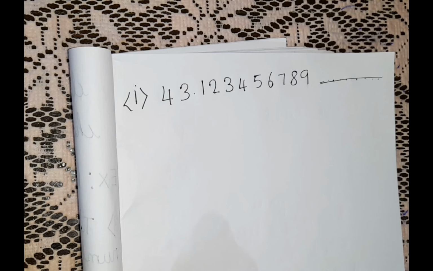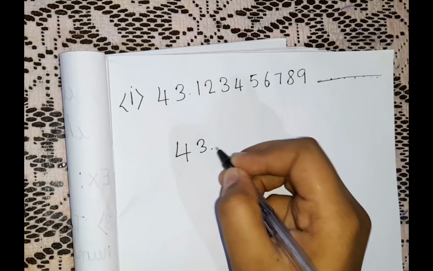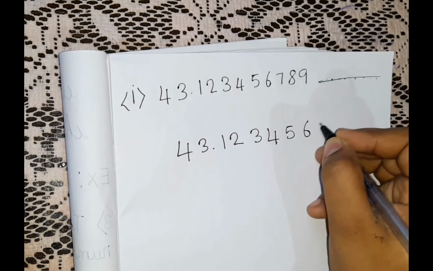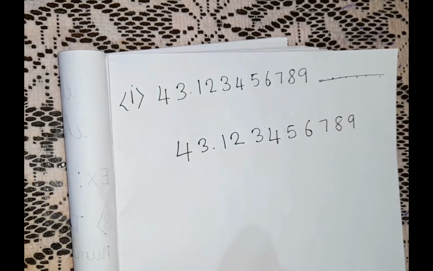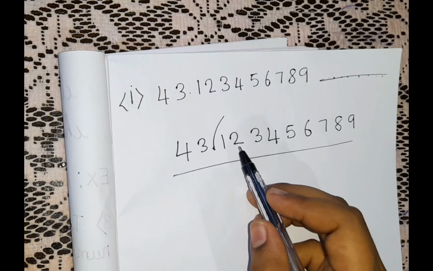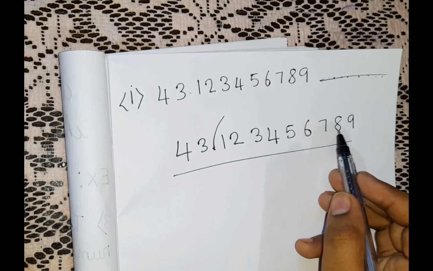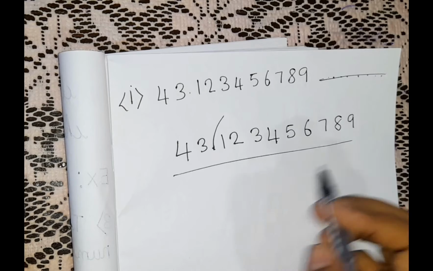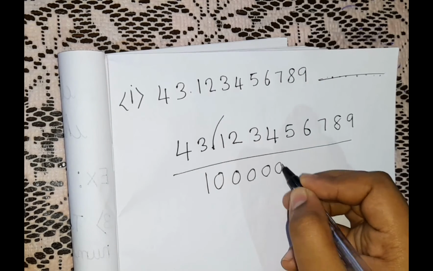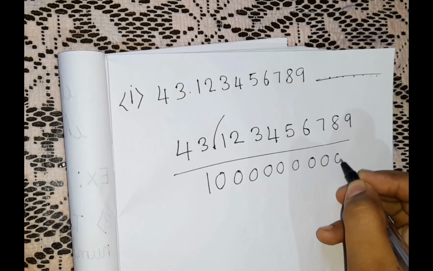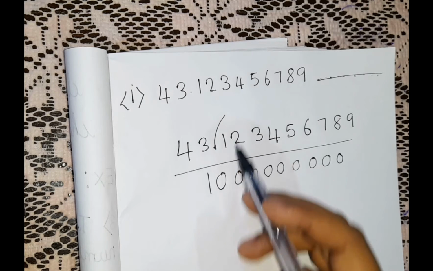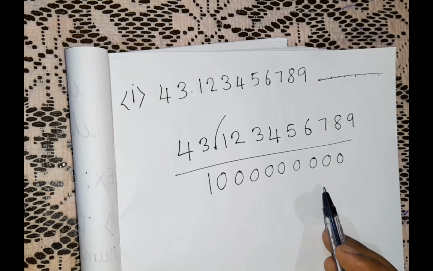Why am I saying it's rational? Because I'm writing the same number as a fraction: 123456789 over 1 followed by 9 zeros. Here, when you count the digits after the decimal point, we have 1 2 3 4 5 6 7 8 9, so totally 9 zeros. I just took off the decimal point and wrote it in fraction form.